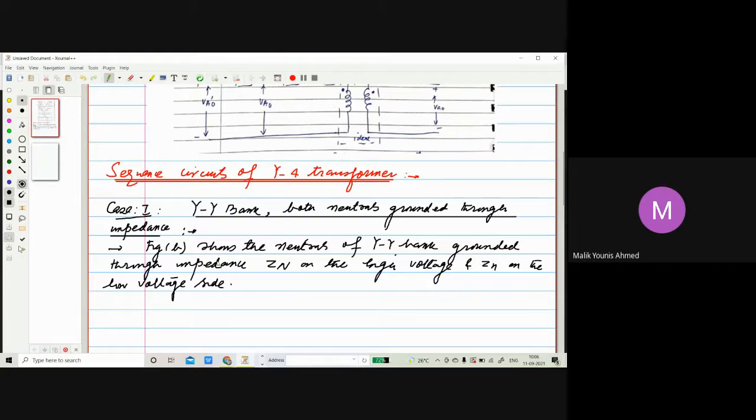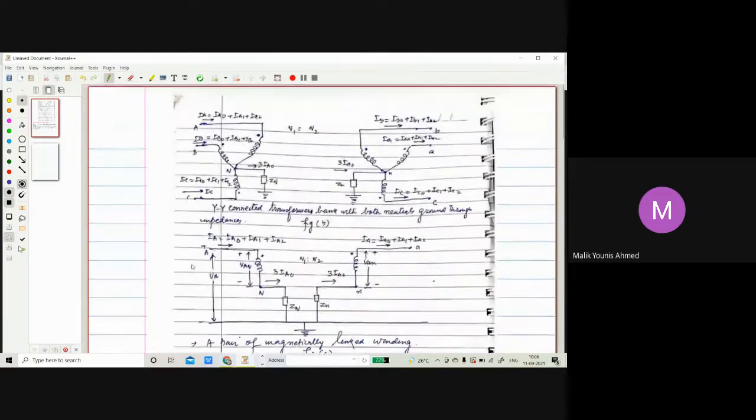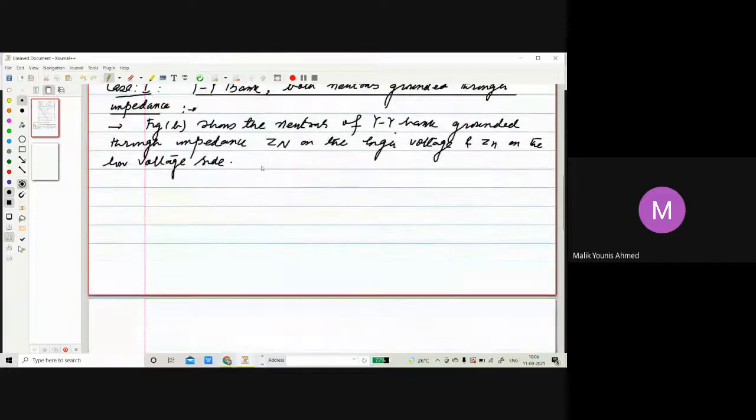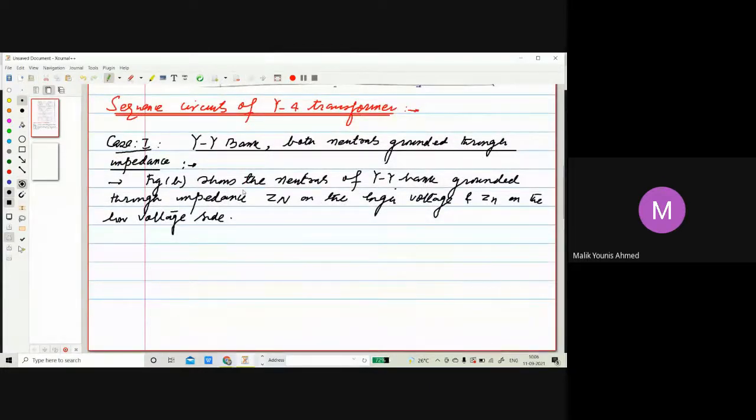So what we have done in this diagram is ground it through the high voltage side and through the low voltage side. This is the high voltage side, this is the low voltage side, and they are connected on the same core through the transformation ratio N1 to N2. Let's be very clear. The arrow on the diagram shows the direction chosen for the currents.